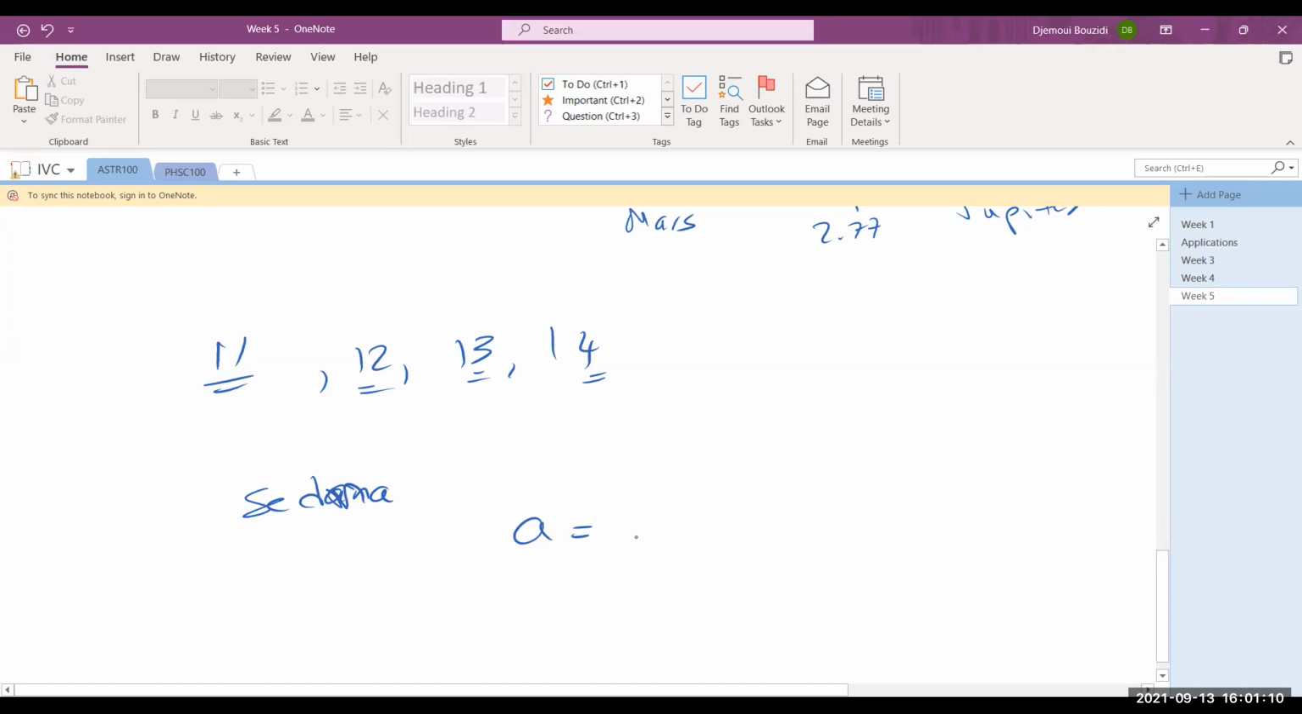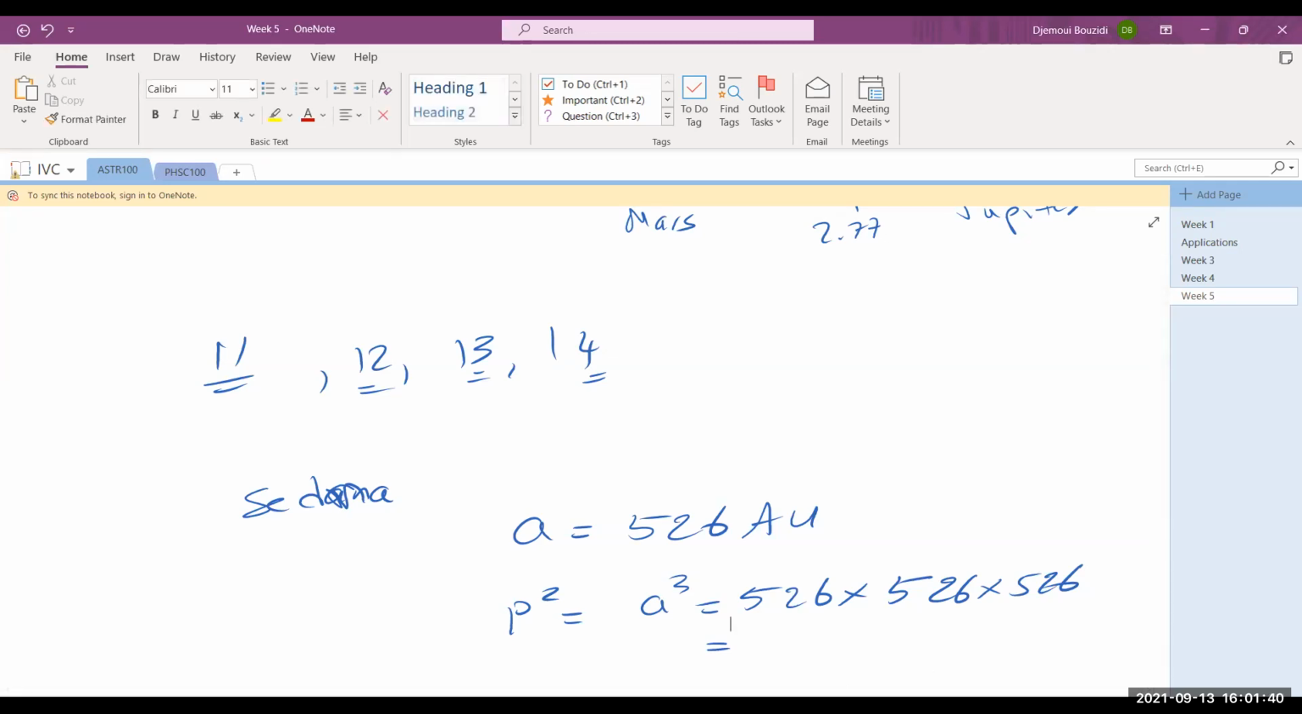They tell you A is equal to 526 astronomical units. Again, I have three sig figs. It doesn't matter if I have a decimal point or no decimal point. They gave me three significant figures, so I have to be careful with the answer for P. I have to find P squared equals A cubed. Since they gave me A, all I have to do is multiply 526 times 526 times 526. This is going to be a ridiculous number, a very large number.